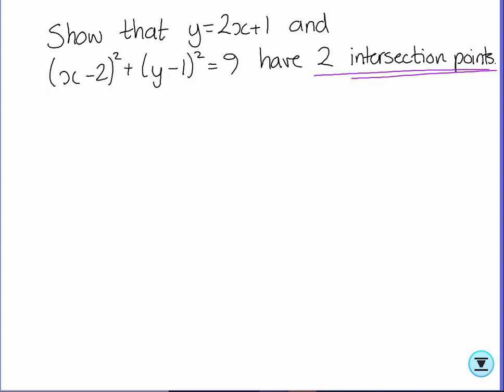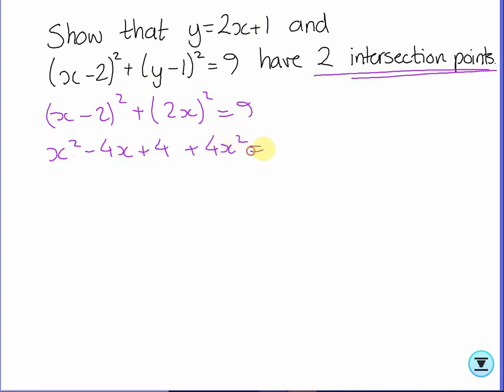So if we sub this in, we're going to have x minus 2 squared plus y minus 1, but that's going to be 2x plus 1. So 2x plus 1 minus 1, that's just 2x. So we're subbing it in simultaneously. Expand the brackets, x squared minus 4x plus 4 plus 4x squared is equal to 9, and we end up with 5x squared minus 4x minus 5.